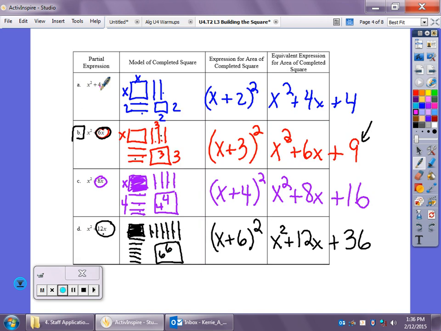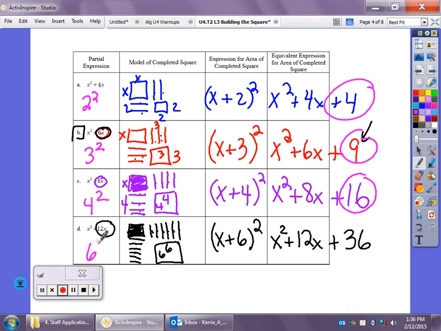So half of 4 is 2, and 2 squared is 4. Half of 6 is 3, and 3 squared is 9. Half of 8 is 4, and 4 squared is 16. Half of 12 is 6, and 6 squared is 36.